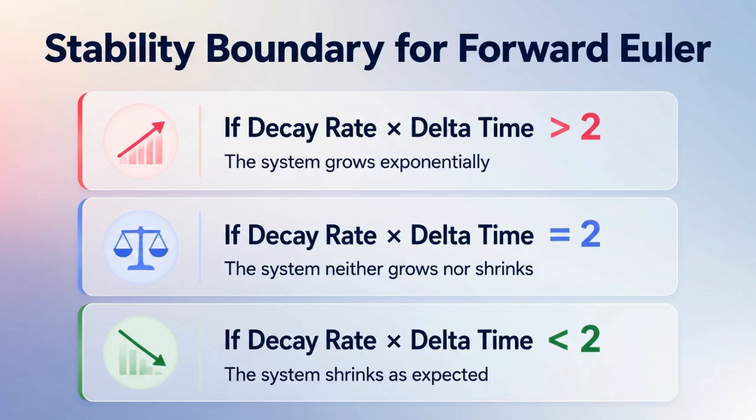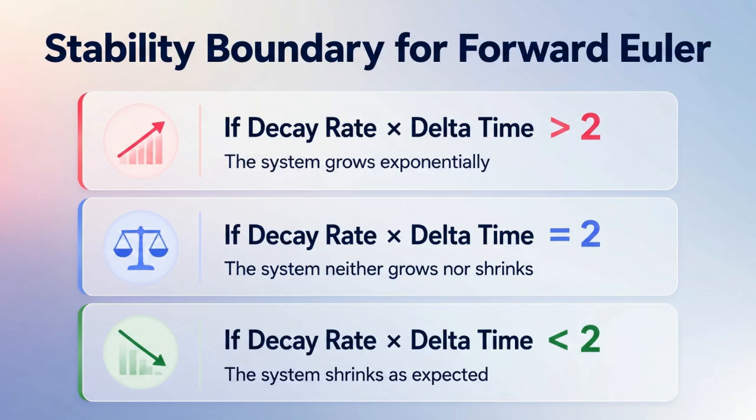For forward Euler applied to a linear decay system, such as the application of air drag, if the product of the decay rate and delta time exceeds 2, the system becomes unstable and begins to grow exponentially. If it is exactly 2, the system oscillates without converging or diverging.